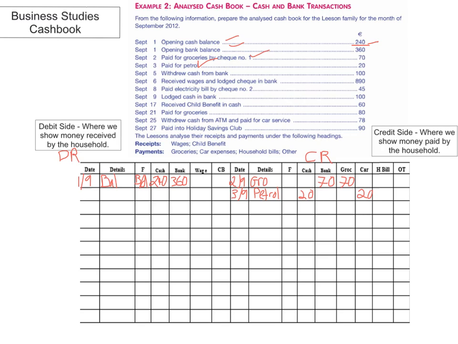The next one, withdrew cash from the bank. Okay, and that was 100. So you have to think in your head: are we receiving this money or are we paying it? Okay, so if you withdraw money from the bank, then you're going to be receiving the money in cash on the debit side, but you're also going to be paying money from your bank account. Okay, so you're actually going to pay money. I know you're paying the cash to yourself, but you're still paying money. So you're going to have to represent it on the credit side and on the debit side. Okay, so what we'll do is we'll say the 5th of the 9th. We'll say bank.